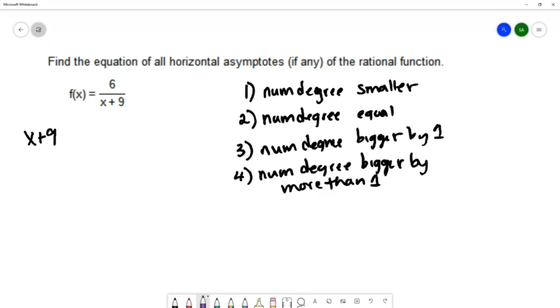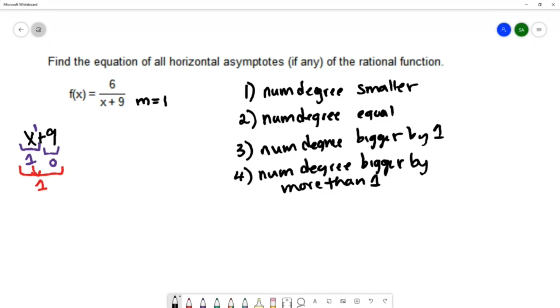Each term has a degree. So this term has a degree of 1 because the power is 1. This term has a degree of 0 because there is no variable. And then the degree of the overall polynomial or denominator, we're going to take the highest of those degrees. So the degree of the denominator is 1, and we call that m.